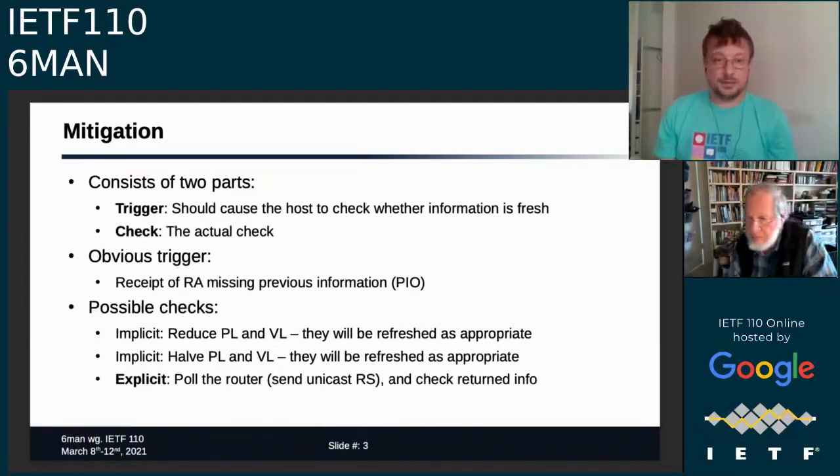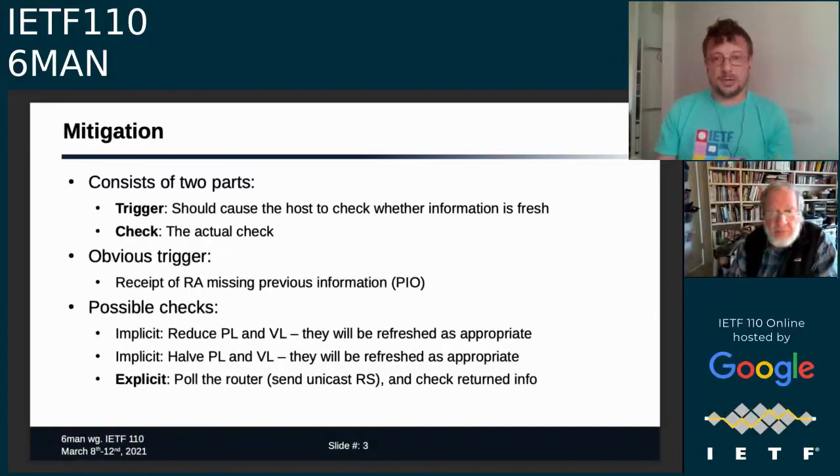Now, when it comes to the possible checks, there are at least three different options. The last one is the one that we eventually selected, but I will mention the other two options too, because one of them is the one that we had. The previous option, which was in the individual submission, was essentially that when you receive an RA that was missing a PIO, you reduce the preferred lifetime and the valid lifetime. And the idea was simple. You reduce the lifetimes, and if they were not stale, those timers would be refreshed, and that's it.